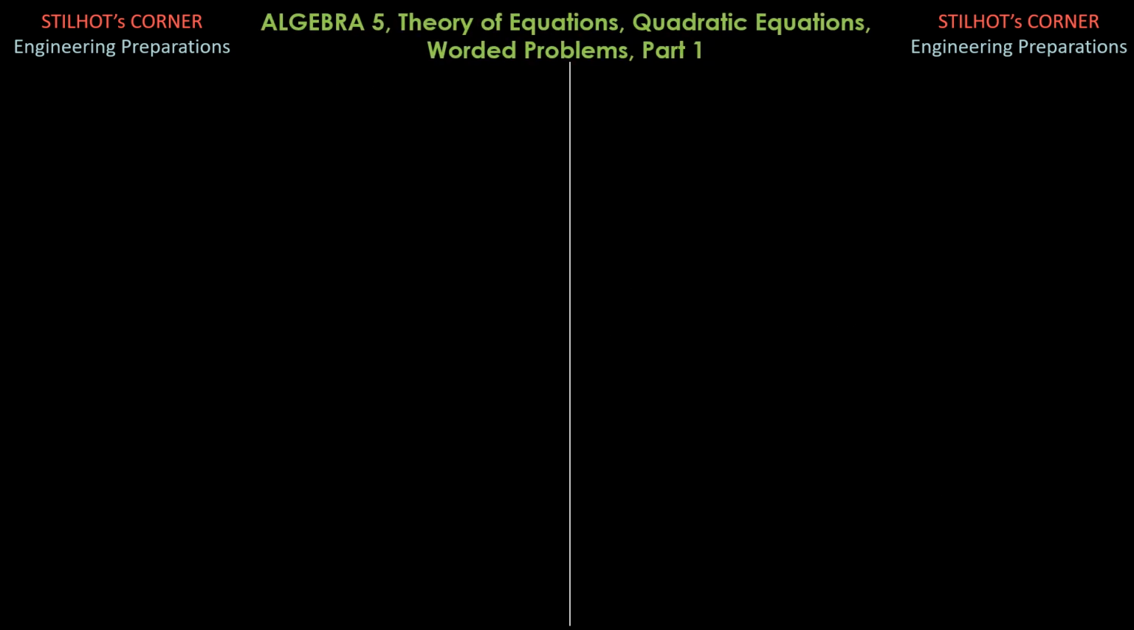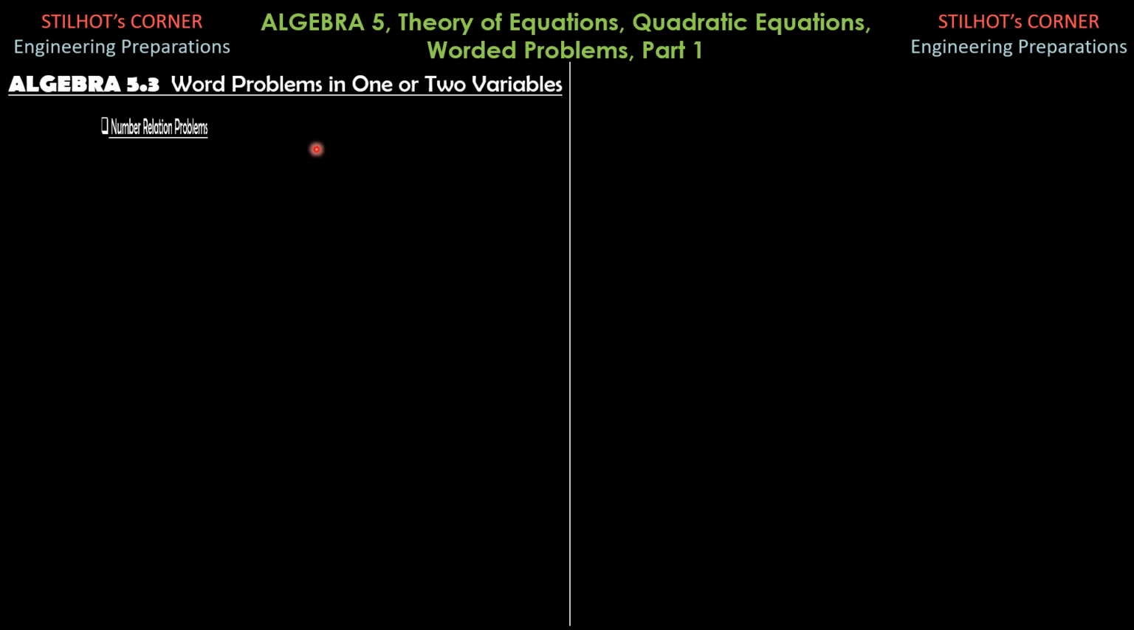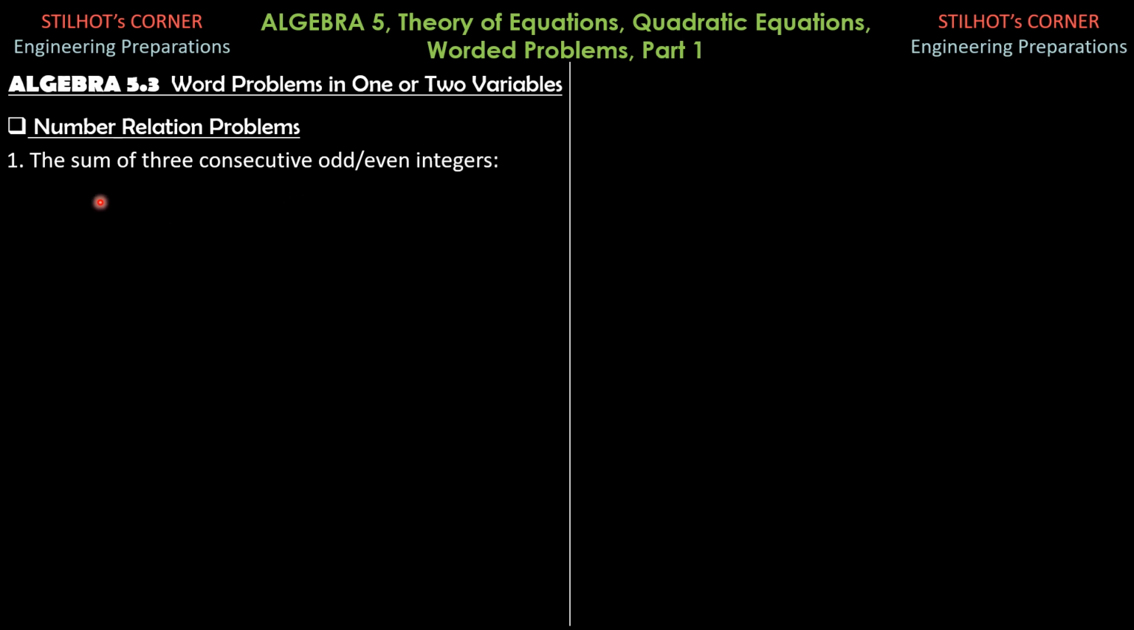Then we have to proceed with the principles on the worded problems, and the first word problems will be about number relation problems. You may encounter problems such as the sum of positive odd or even integers, and they may be represented algebraically by x, the lowest integer, x plus 2, x plus 4, or x minus 2, x plus 2. So these are the representations for that statement about number relation problems.